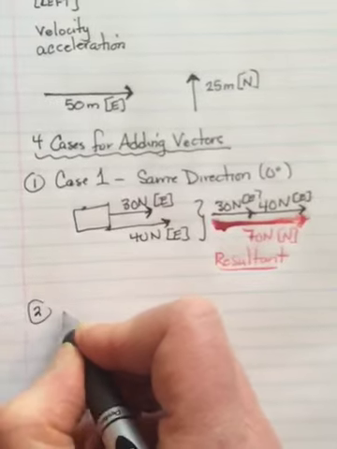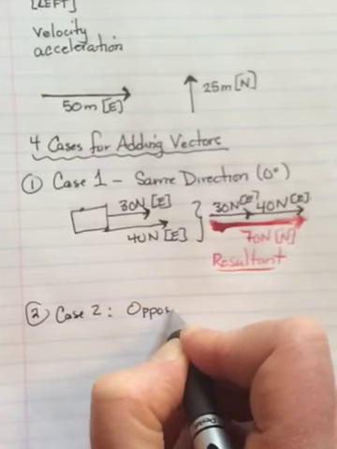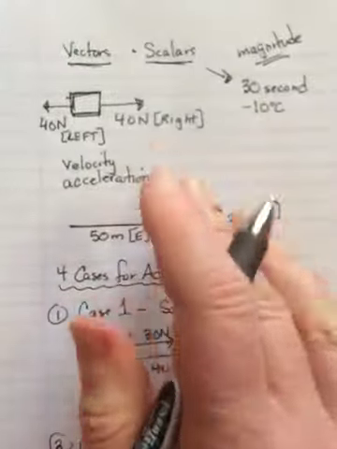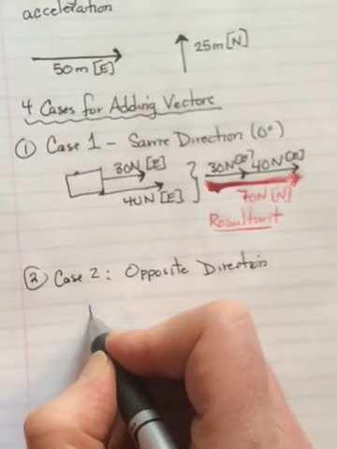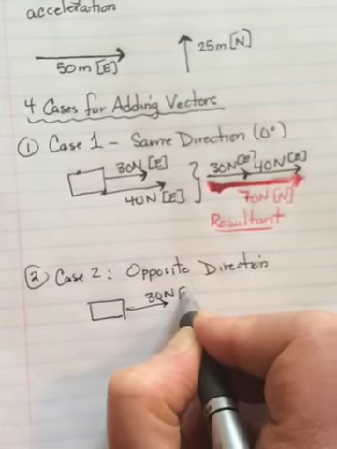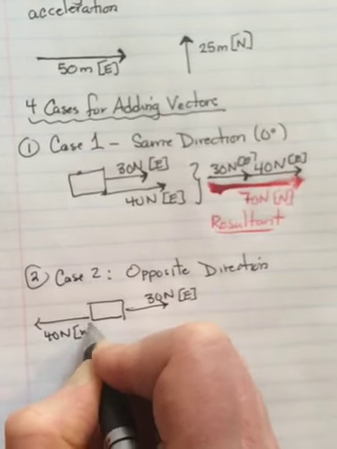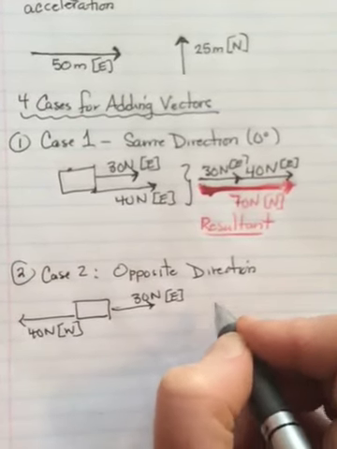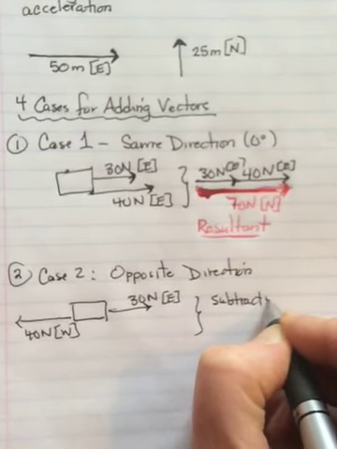Case two is when two vectors are going in opposite directions. And again, this is going to be borderline common sense. Back up here to this example, what would you do to get the resulting vector if they're going in opposite directions? So if I have 30 newtons going east, and I have 40 newtons this time going west, hopefully you'll be able to predict that the resultant will be 10 newtons west. So the rule is subtract them and keep the direction of the larger.